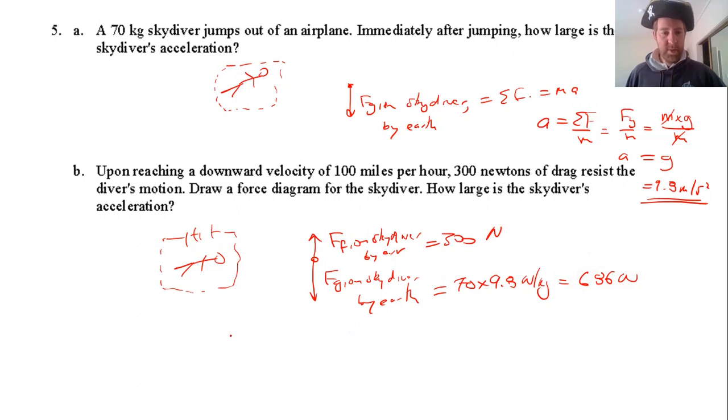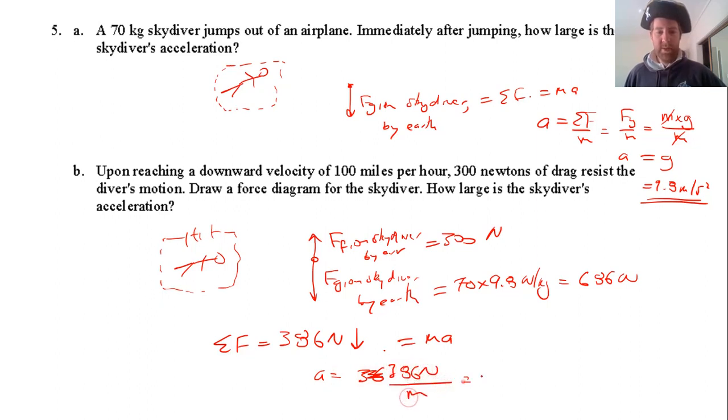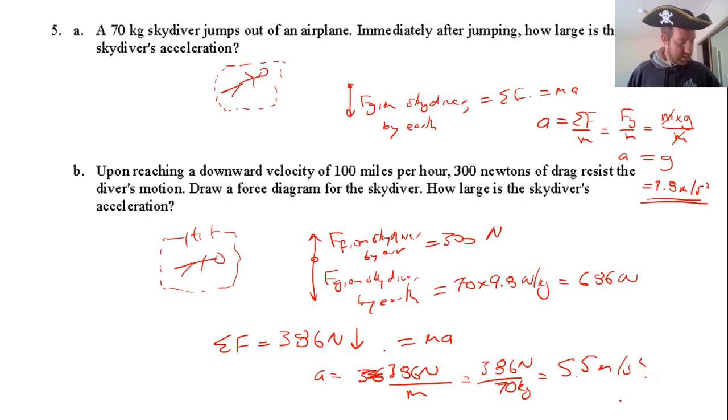Right, what's the total force? 686 down, 300 up. It must be, subtract the 2. I get a total of 386 newtons downwards. I know total force equals mass times acceleration. So acceleration equals 386 newtons divided by mass, which is 386 newtons divided by 70 kg, which equals 5.5 meters per second squared. And that's the end of that page.